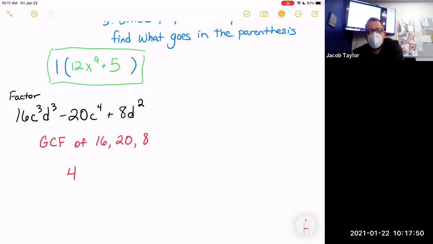Not 6, because none of those numbers can be divided by 6. So not a common factor, although 6 is pretty great. So 4. Now let's look at the variables.